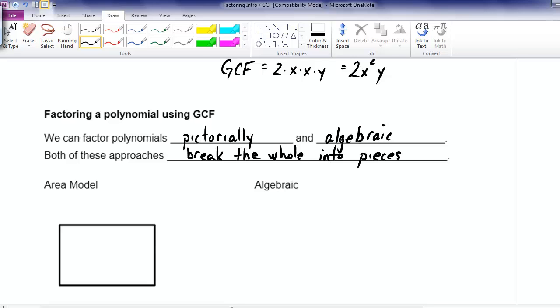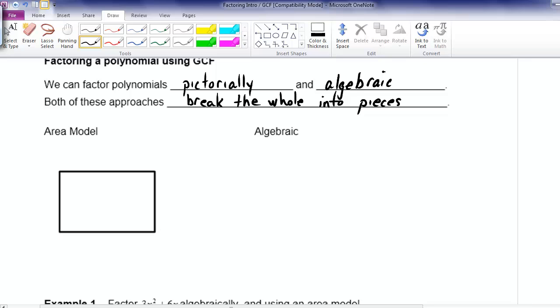So I just want to look at a couple of examples that illustrate how you can break a polynomial into pieces. And of course, I said before, rectangles are my favorite shape. So here's this general idea of how a rectangle can help you break a whole into pieces. As we know, the area of a rectangle is equal to L times W, one of the dimensions times the other one. And if I just wrote that out right here, that's what this would look like.